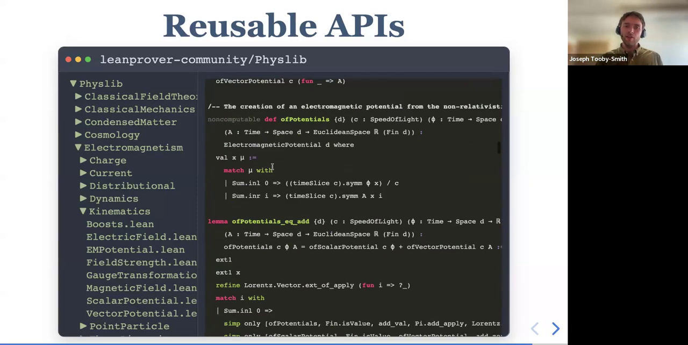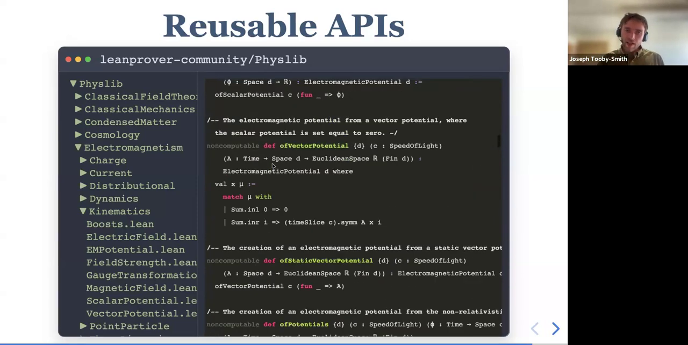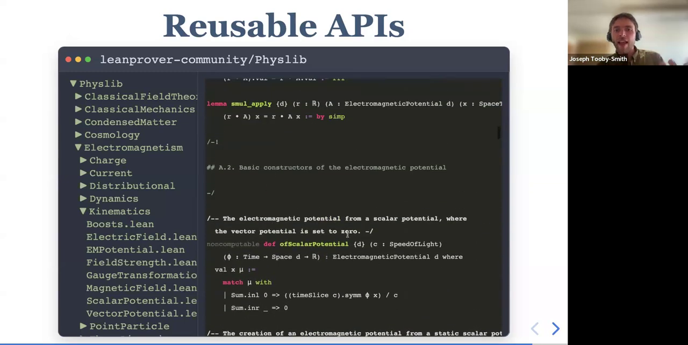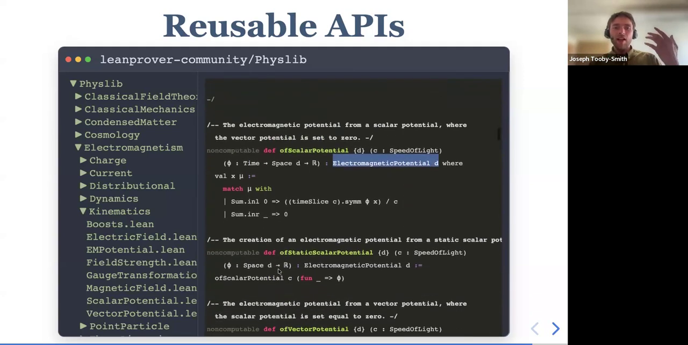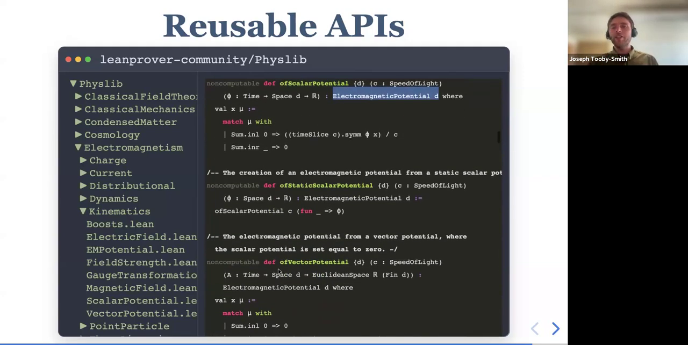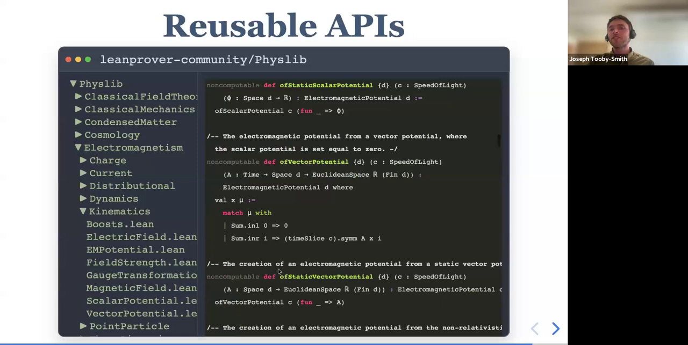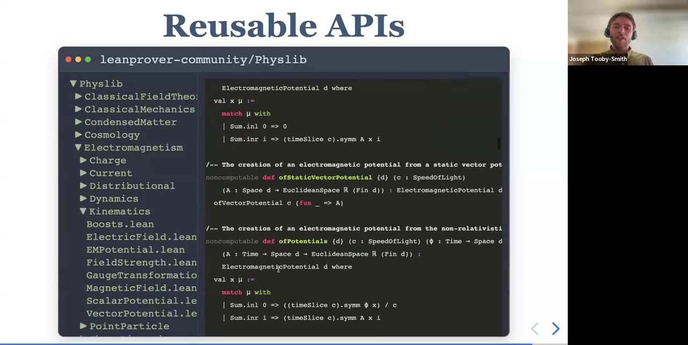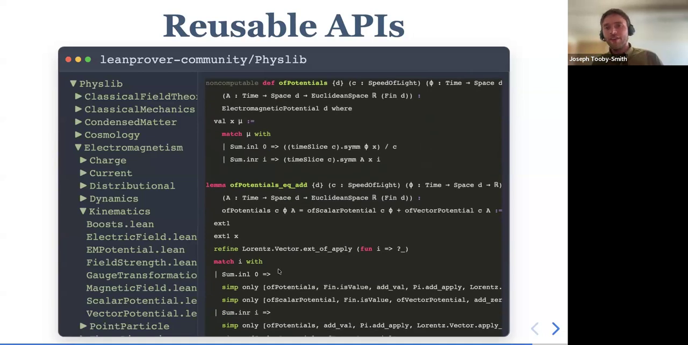So here we've got random results. We've got the definition of the electromagnetic potential, constructing that from the scalar potential, constructing that from the static scalar potential, constructing that from the vector potential, constructing that from the static vector potential, constructing that from a scalar potential and a static vector potential, and so on and so forth. And for all of those, you've got lemmas and other results that make it as easy as possible for somebody else to be able to use this.